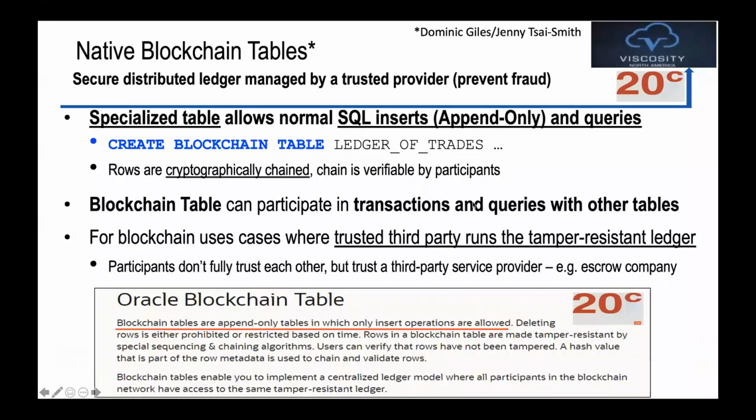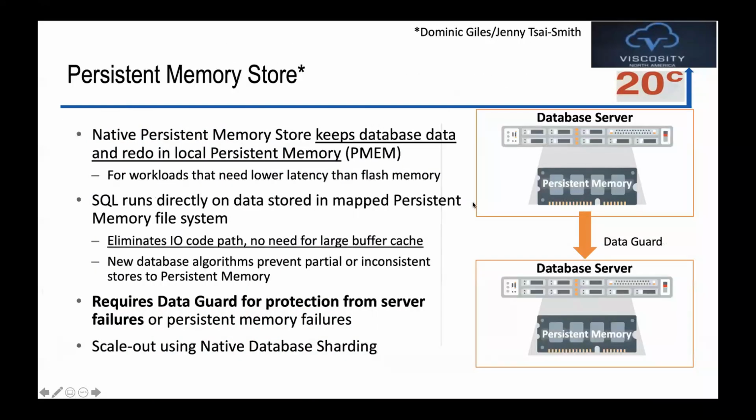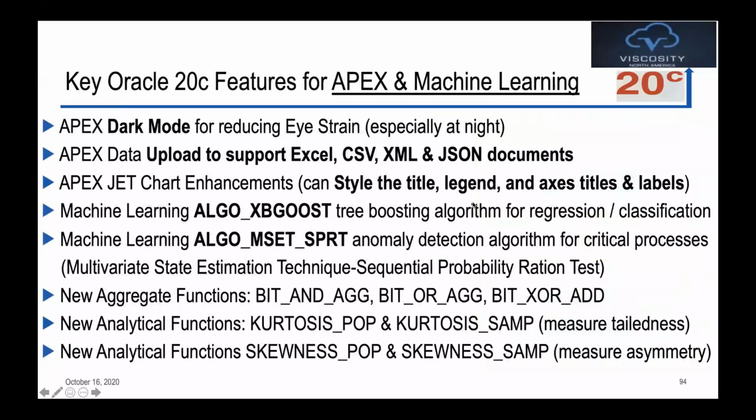It's also blockchain tables. So maybe I'm an escrow company and I want to run a tamper-resistant ledger of accounting where only insert operations are allowed. So I can now create blockchain tables inside of Oracle. There's also persistent memory that Oracle now uses. This is like Flash, but now when I turn off the power, it doesn't go away. Check your hardware vendors for that, more, like Intel.